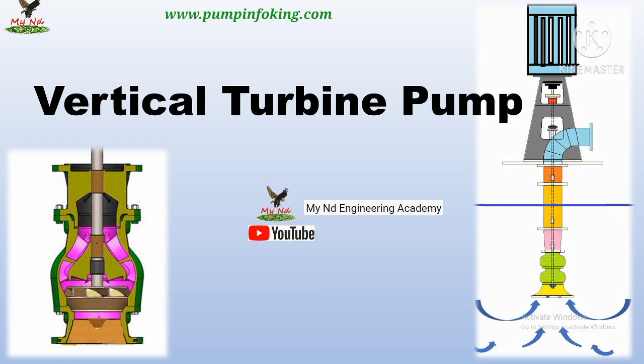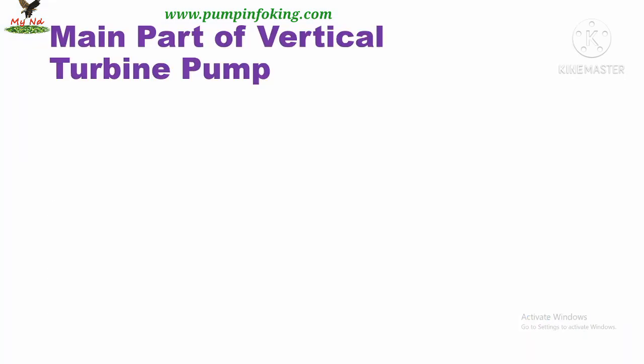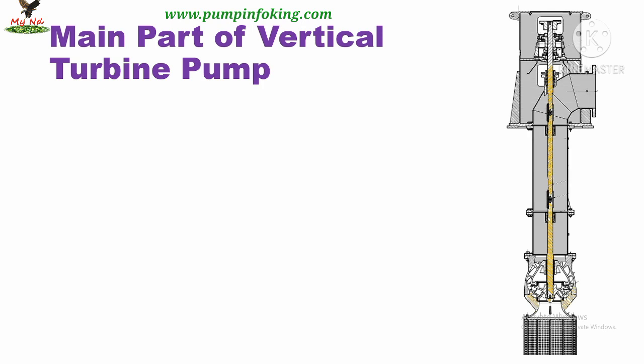So let's start the video. What is the main part of a vertical turbine pump? These are the GA drawing of the vertical turbine pump. The first part is the delivery bend and motor stool. This is the delivery bend and the upper one is the motor stool. The delivery bend and motor stool are the stationary parts of the vertical turbine pump. It is also called DBMS. DBMS means delivery bend motor stool.